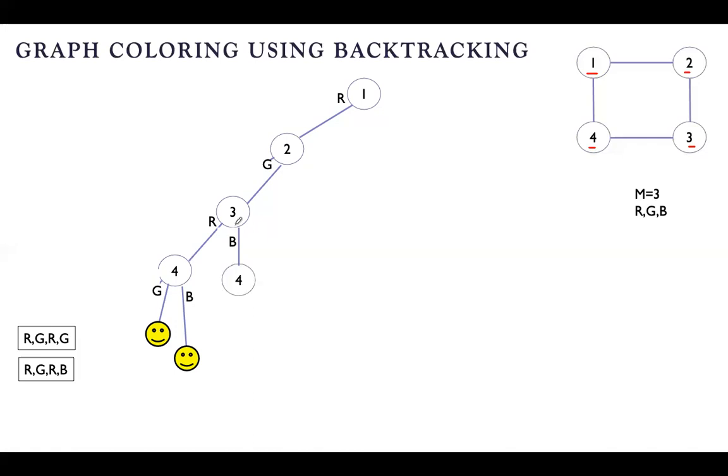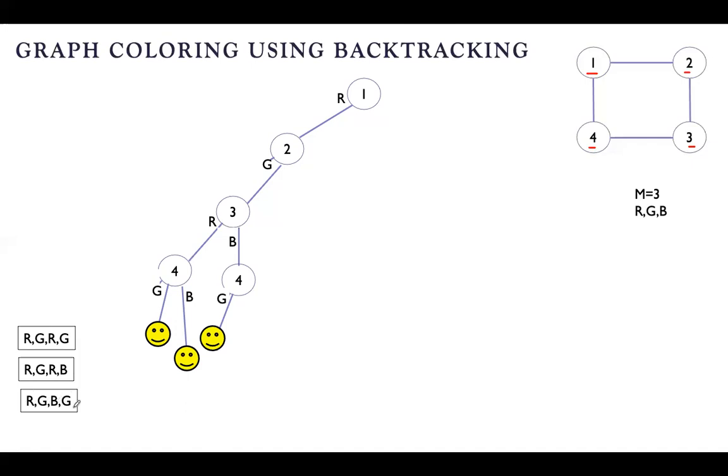Next, in vertex 4, you try for red. Is red possible? Red is not possible because 4 and 1 are adjacent. So red is not possible. Next, try for green. Is green possible? Yes, you can assign the green color here, because for 2 we have assigned green and 2 and 4 are not adjacent. So green is allowed. This is also one more solution.